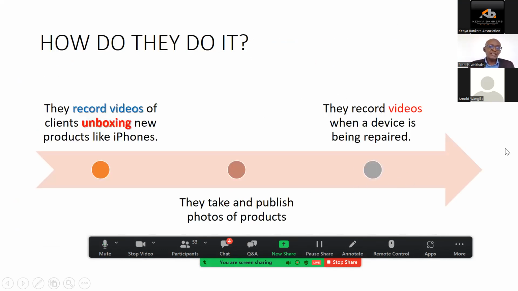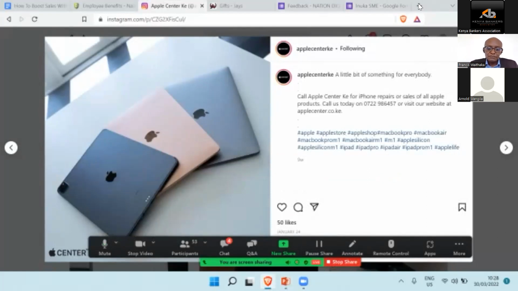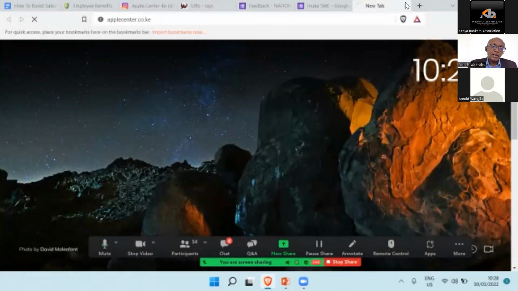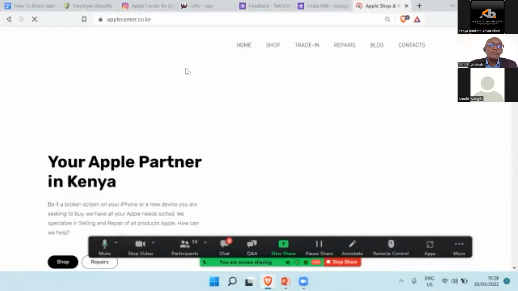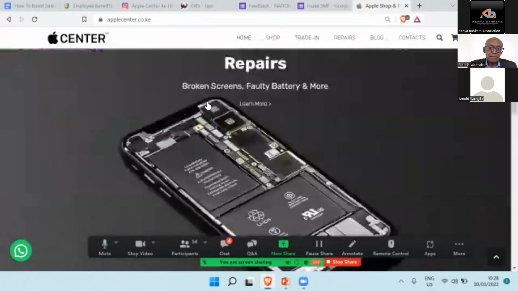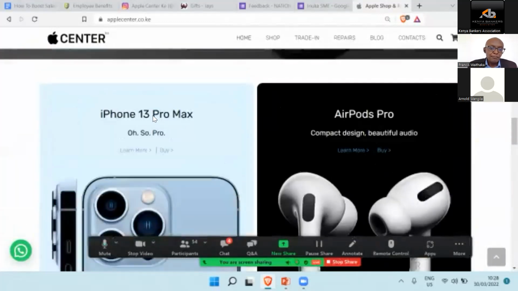So as I have said, Apple Center, how do they do it? They record videos of clients unboxing new products like iPhones. They take and publish photos of products, and they also record videos when a device is being repaired. I would specifically also want to show you their website, because their website is the number two source of transactions. A lot of conversions come from, number one, Instagram, number two, the website. You can see in terms of the website that has been built, it shows you how they do the repairs in terms of photography. It shows you the products, iPhone 13 Pro Max.